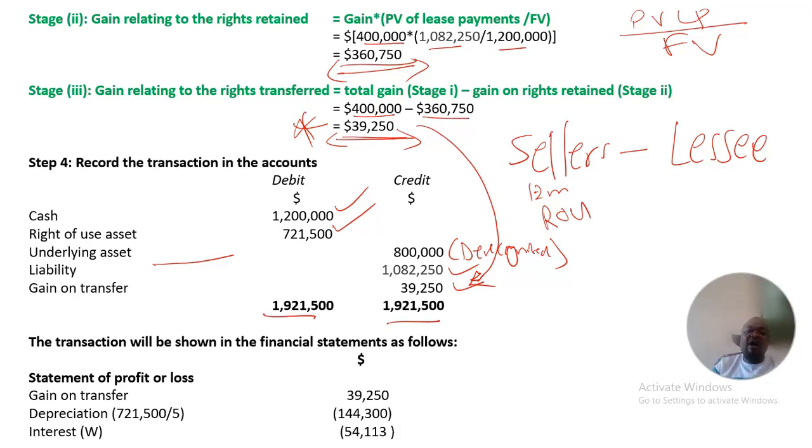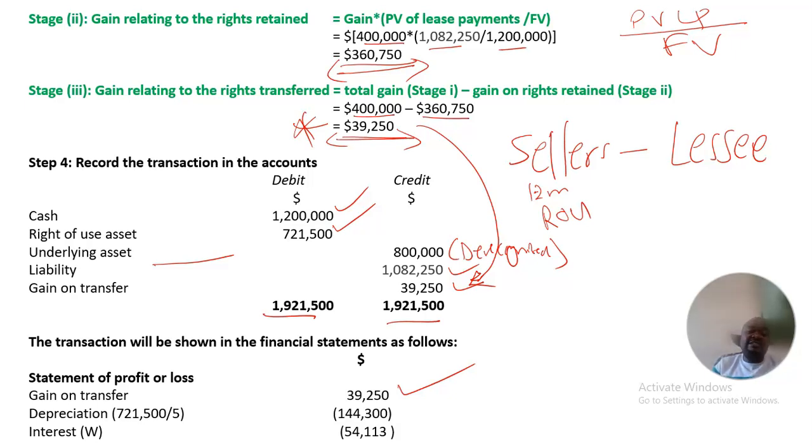All right. So how are we going to show these transactions in the financial statements? In the statement of profit or loss, obviously the gain relating to the rights transferred should be shown. If the examiner says produce the extract of the statement of profit or loss, obviously he is expecting you to show that amount. It's very important for a mark. Otherwise, if you fail to come up with that amount, you're going to fail.